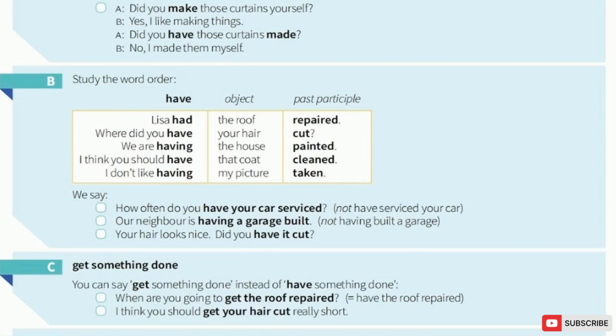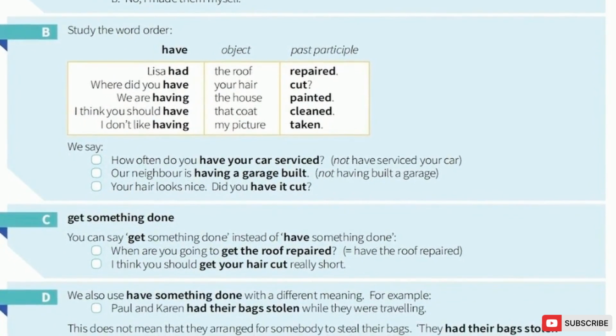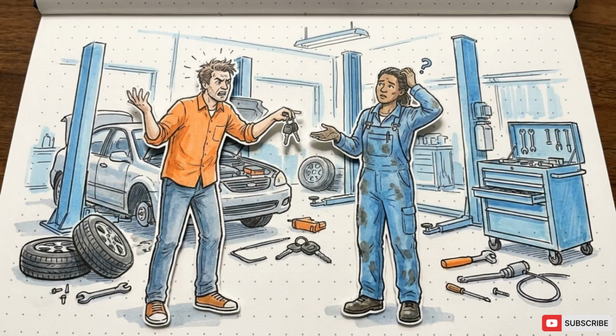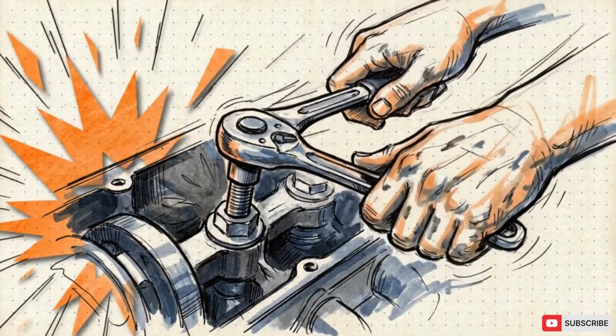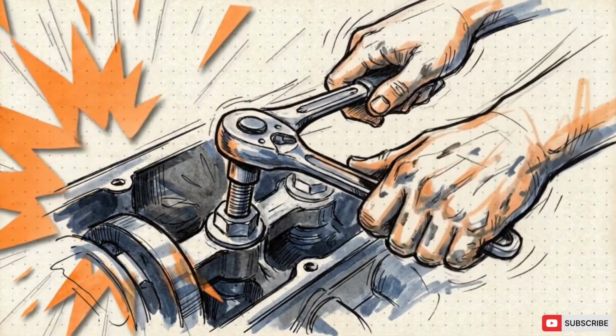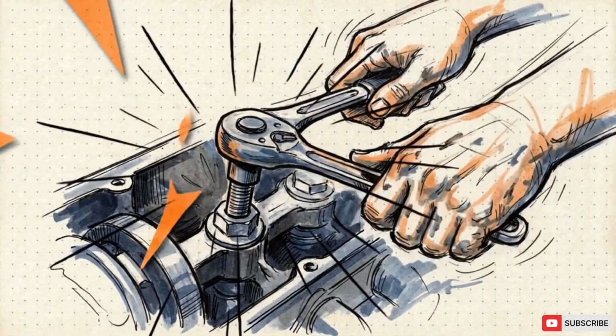This brings us to a critical warning point in this grammar guide. If you look at the first bullet under We Say in section B, it explicitly calls out the most frequent mistake non-native speakers make. When talking about car maintenance, they'll put the object at the very end, saying, have serviced your car, which breaks the entire formula. Native speakers rely entirely on that strict spatial word order, rather than just the vocabulary itself, to instantly decode who is actually swinging the hammer or turning the wrench.